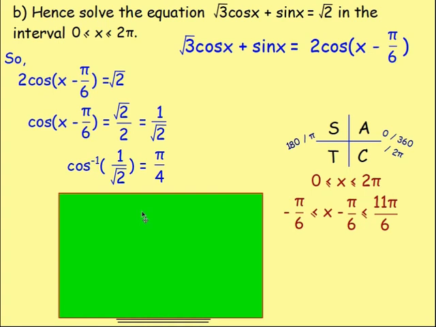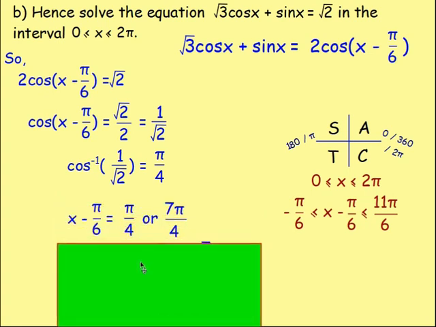So you can then say that x minus pi over 6 would equal, and using CAST, you will end up with pi over 4. Or, because it's cos, it's going to be 2 pi minus the pi over 4, which is 7 pi over 4. Add and subtract 2 pi to these answers. Look for any more values between the negative pi over 6 and the 11 pi over 6, or negative 30 and 330. You don't have anything else in there, so that is the only 2 values you will have.